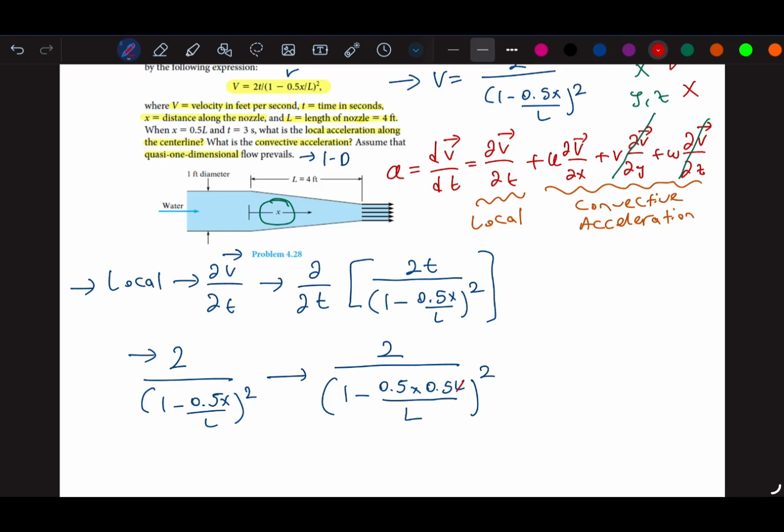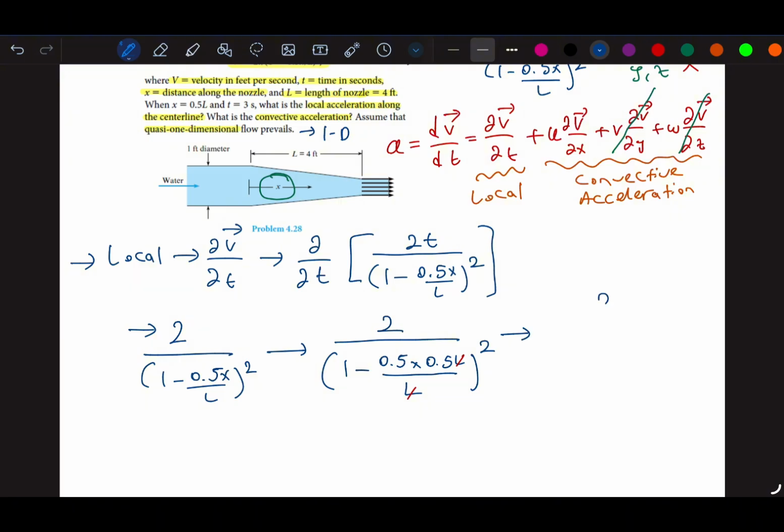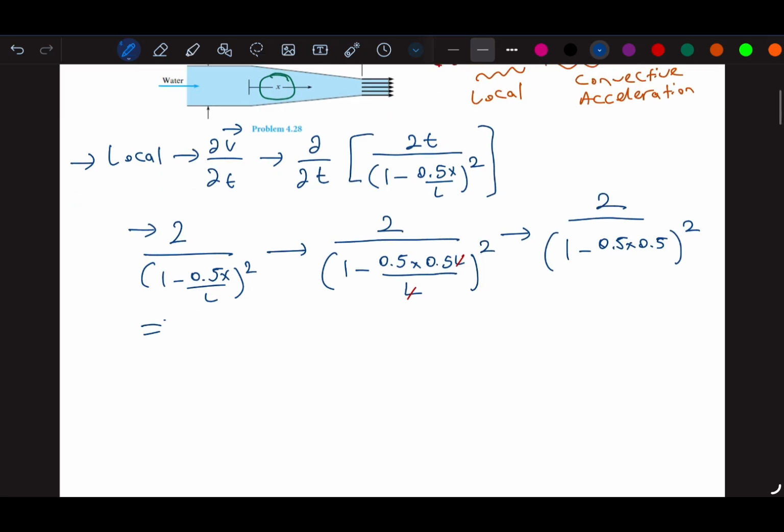So here, these L's will cancel each other. And the remaining will be 2 over (1 minus 0.5 times 0.5) squared. And from there, we can get local acceleration as 3.56 feet per second squared.